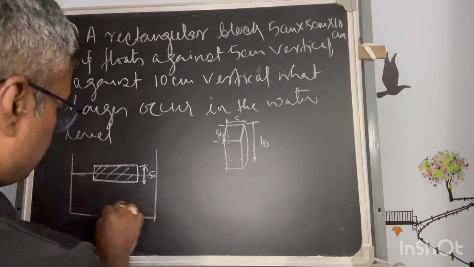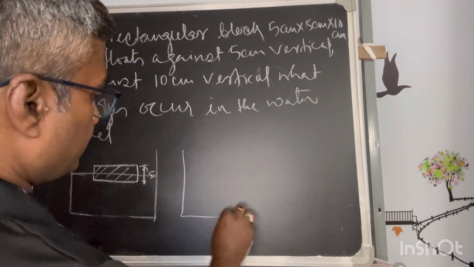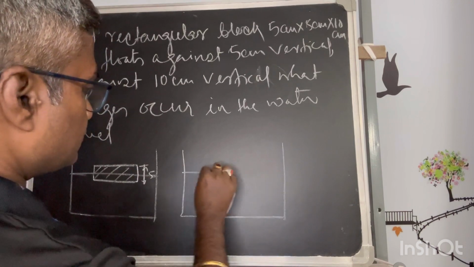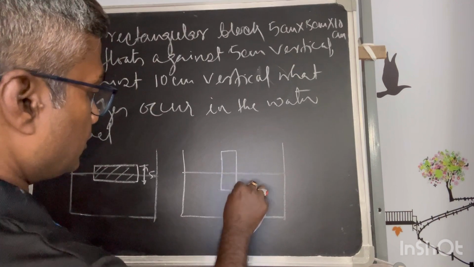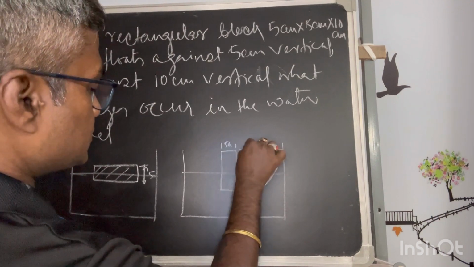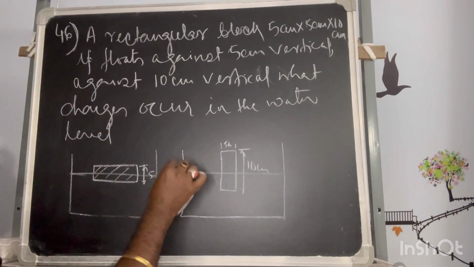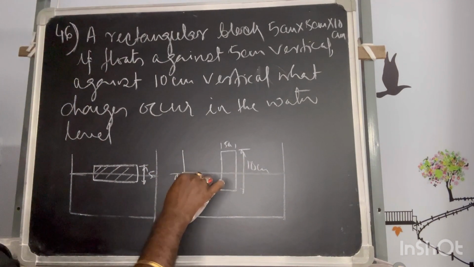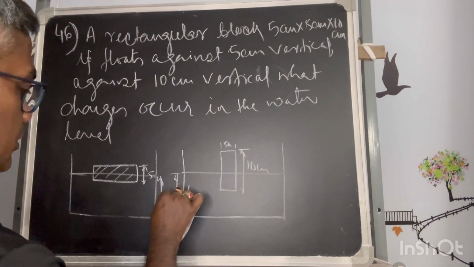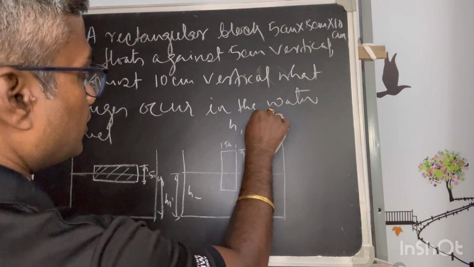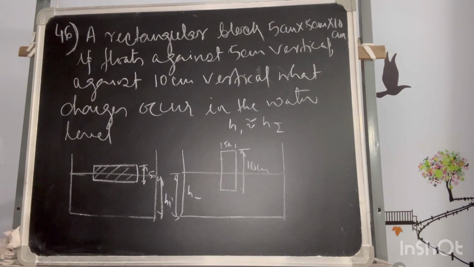In the second case it is floating with 10 centimeter vertical. So this is your 5 centimeter, this is your 10 centimeter. Now in which case will the level of the water be higher? If I say this is H2 and in the first case this is H1, what is the relation between H1 and H2, are they the same or different?